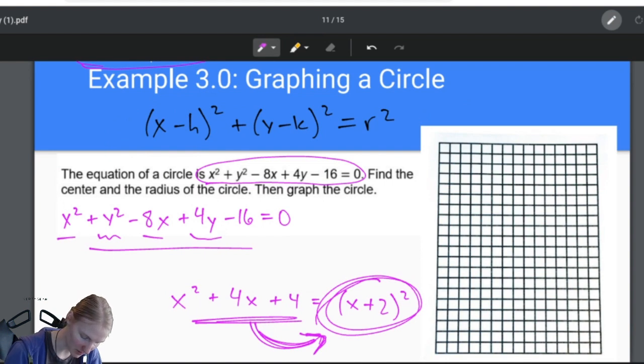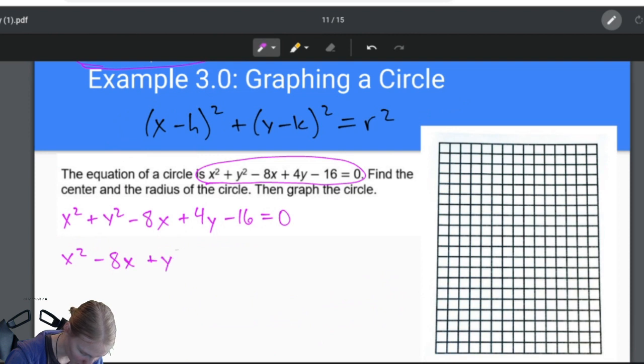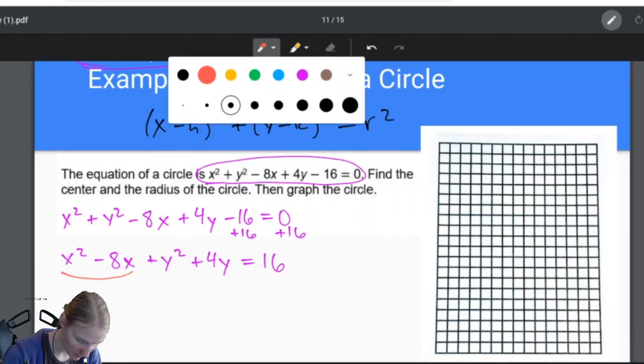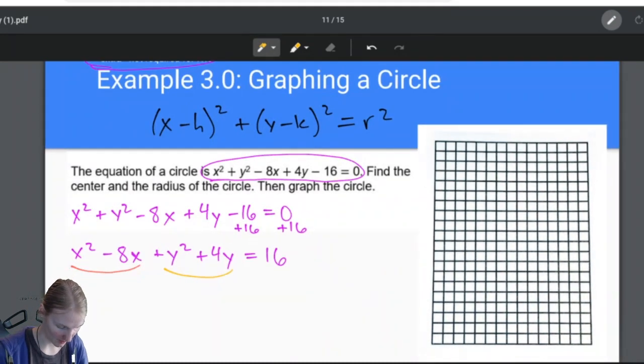So I'm going to rewrite this equation to be x squared minus 8x plus y squared plus 4y, and actually, I'm going to put the 16 over here. I think you'll see why in a little bit, so if you're confused, just wait till the end. Okay, so now let's do some color coding here. I have x squared minus 8x, and I have y squared plus 4y. So I'm going to use these two pieces to complete the square.